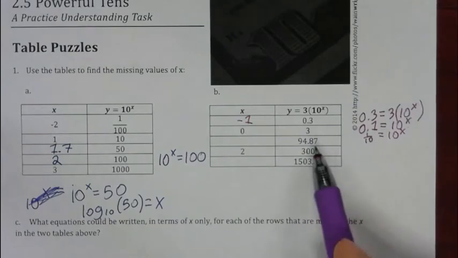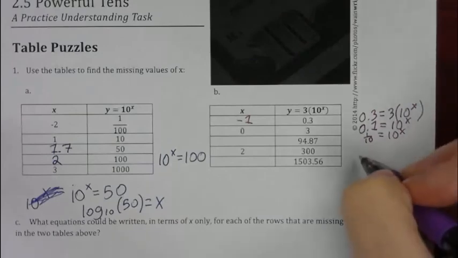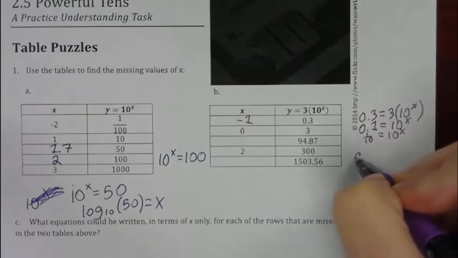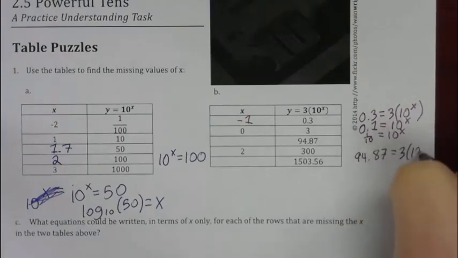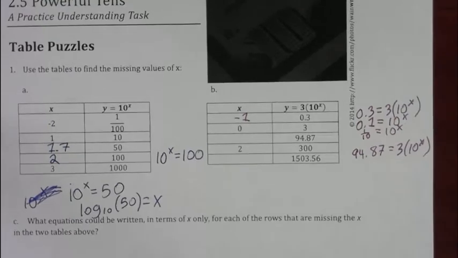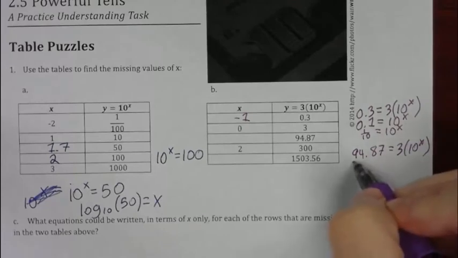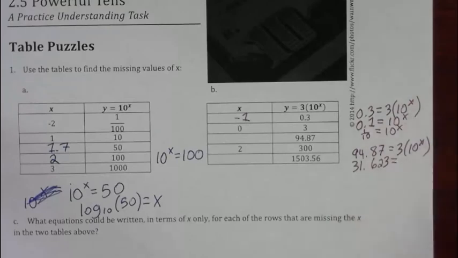If we look lower down at some of the other rows here, we have 94.87 and 1503.56. Those are definitely going to be ones we have to use our calculator for, since those are decimals. So our first one is 94.87 equal to 3 times 10 to the x. The first thing I would do is divide by 3. So I do 94.87 divided by 3, and I get 31.623 equal to 10 to the power of x.